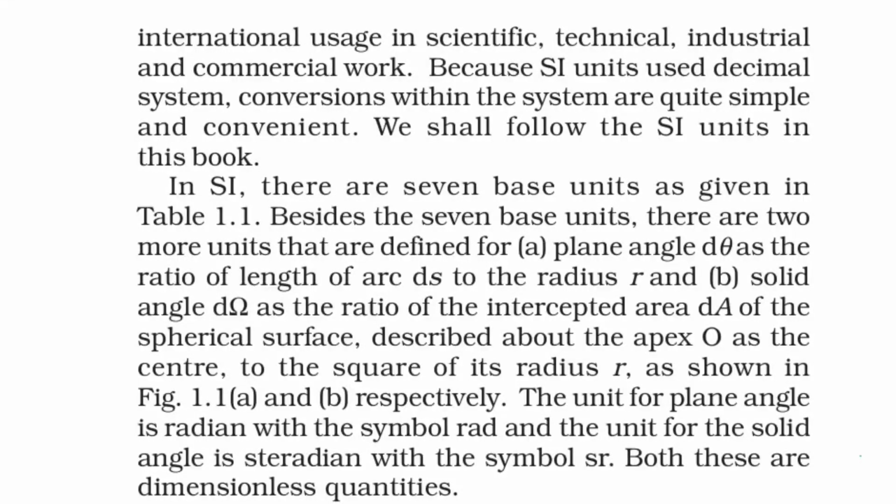In SI, there are 7 base units as given in Table 1.1. Besides the 7 base units, there are 2 more units that are defined for plane angle, as the ratio of the length of an arc, that is ds, to the radius r, and the solid angle dΩ (omega) as the ratio of the intercepted area dA of the spherical surface, described about the apex O as the center, to the square of its radius r, as shown in Figure 1.1 (a) and (b) respectively.